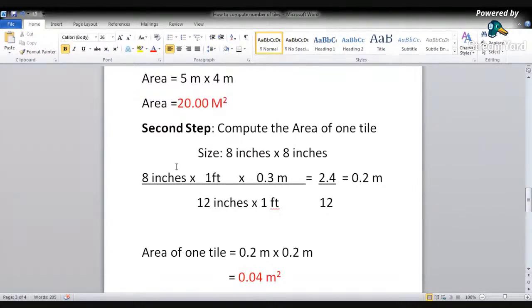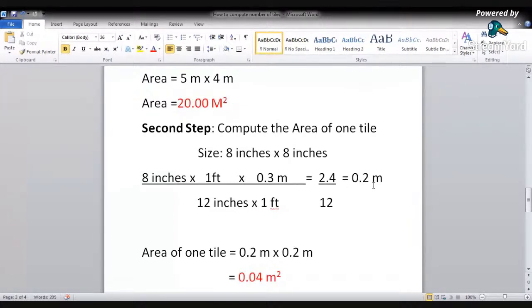So cancel the inches, the remaining is foot. And 1 foot is equal to 0.3 meter. Cancel the foot, the remaining is in meter. So the unit now is in meter. So 8 times 0.3 is equal to 2.4 divided by 12. So 8 inches is equal to 0.2 meter.